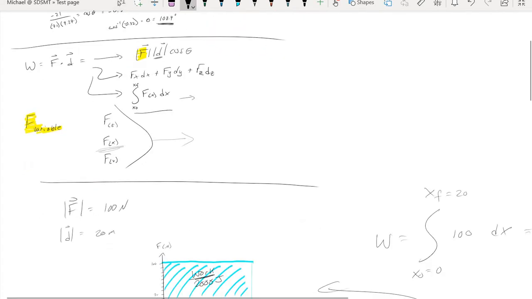But 3 different methods now for finding the work done by a force. And now that we have these 3 different methods, now that we know how to find the work done in a system, we want to take that work and apply it to a change in kinetic energy.